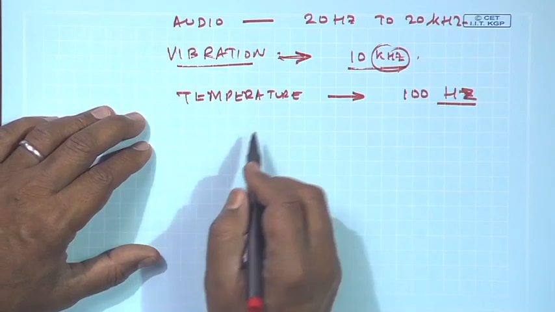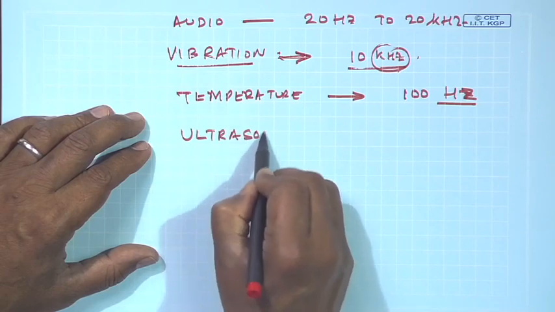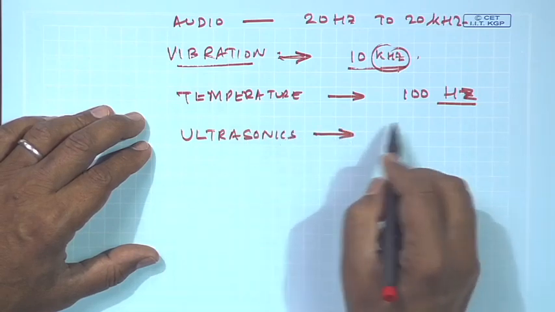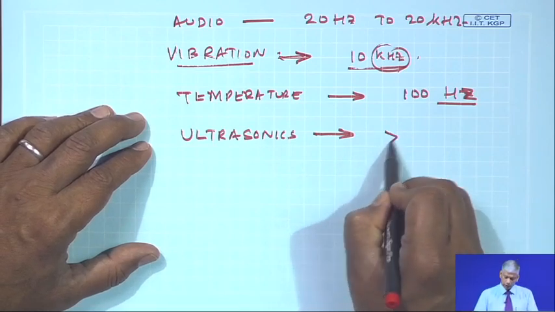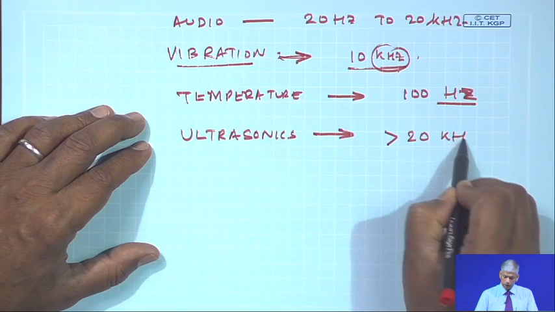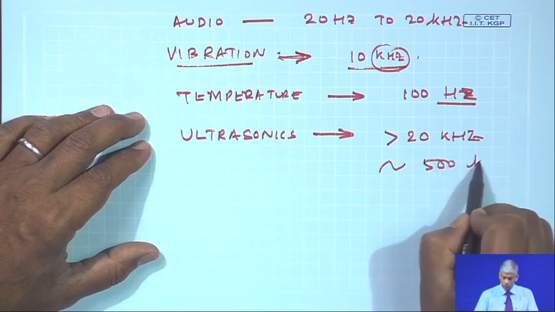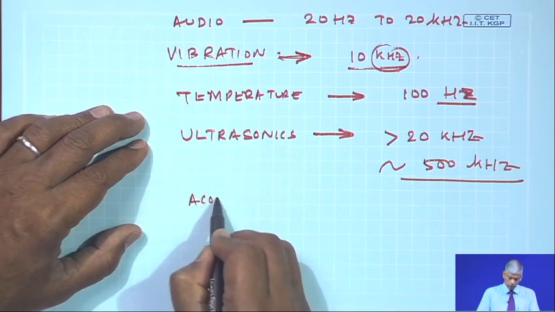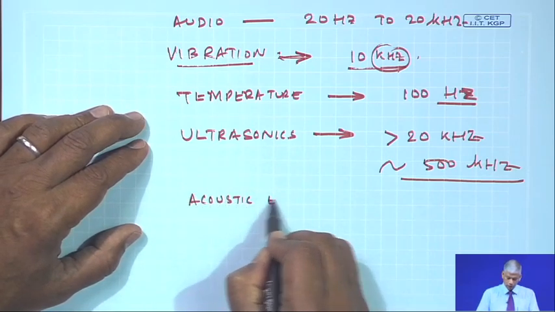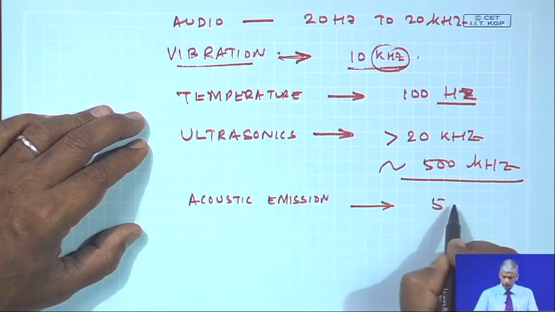Now, there are a few other devices. For example, you will see a lot of ultrasonics, which are used for radars, sonars, etc. This is greater than 20 kilohertz. Depending on some underwater acoustics applications, they can go up to even 200, 500 kilohertz, particularly in some of the underwater sonars. And acoustic emission is something which we will discuss later on. The maximum frequency of this signal could be around 5 megahertz.